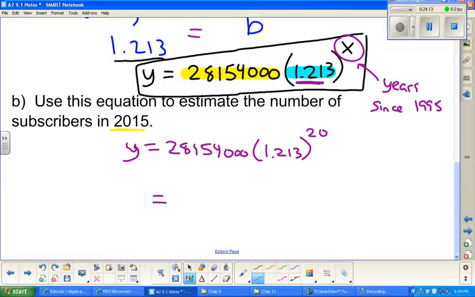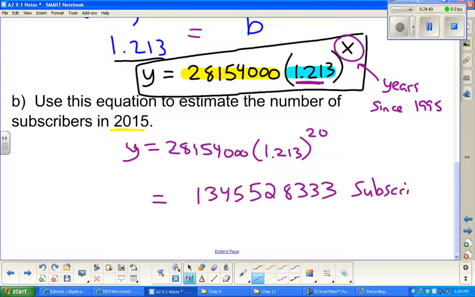If we just throw that in the calculator, we can get our answer. Let's do that. Again, I'm going to use the answer, that 1.213 is still in my calculator. And I got, big number here, let's just write this, 1, 3, 4, 5, 5, 2, 8, 3, 3, 3. So that's how many subscribers we would expect if the growth rate was still going as they said it was.